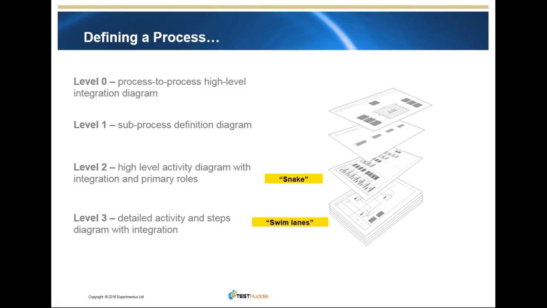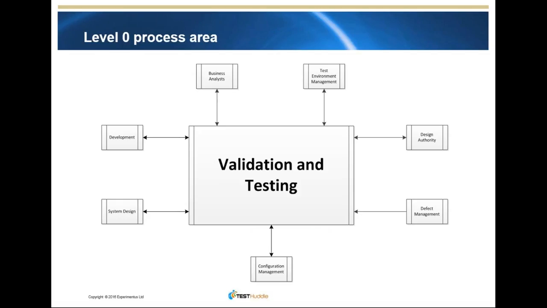Level one is the definition of the sub-processes within the process we're looking at. So in this instance, it would be the testing sub-processes. Level two is a high-level activity diagram, often looking a bit like a snake. And we'll look at all of these together in a minute, so I'll explain them a lot more in the next few slides. And level three is the swim lane that we all, I guess, are getting used to in this world today, that defines detailed steps that link back to levels two, one, and zero. So if you look at them one at a time, I can hopefully help you understand those, so we're all on the same page.